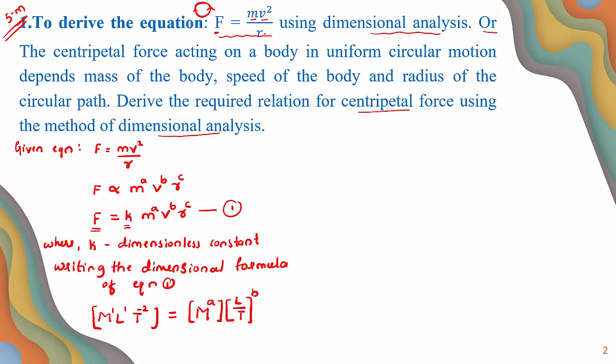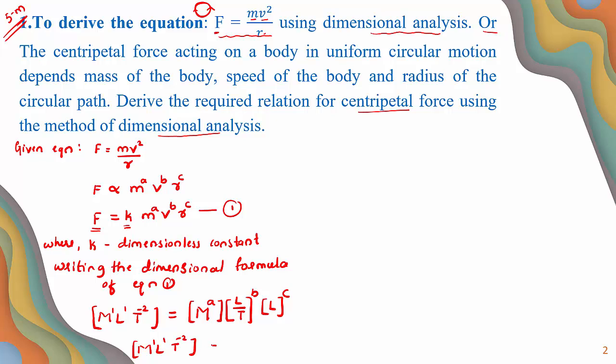Velocity: L by t raised to b. Then the third term is radius. Radius is equal to length, so L raised to c. See here how I wrote the equation. I can write here m raised to 1, L raised to 1, t raised to minus 2.